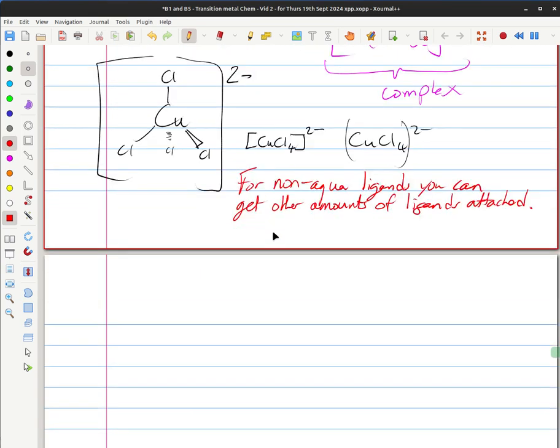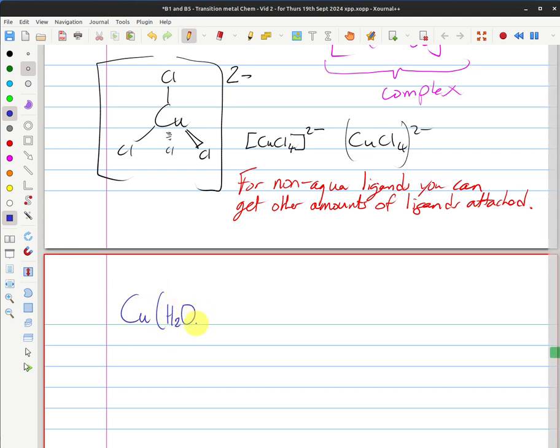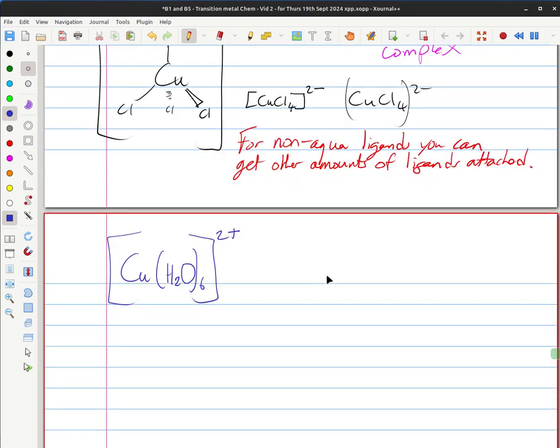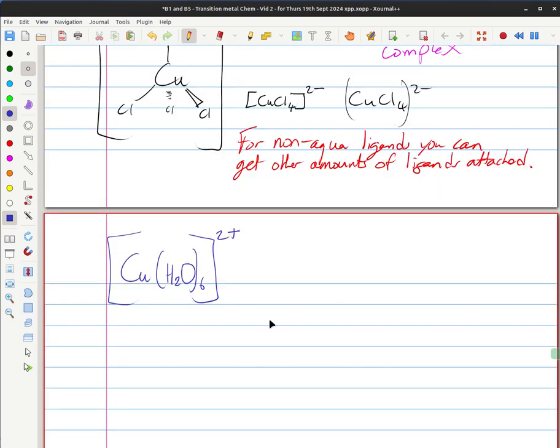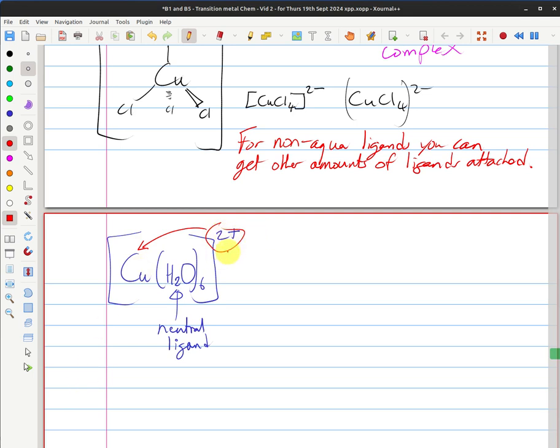Okay, so if we take, let's use the aqua copper, Cu(H2O)6, of course. And the charge on this is 2 plus. So the charge is determined by the charge on the ligand and the charge on the metal that we started with. Water is a neutral ligand. There's no overall charge on it. So this plus 2 obviously must be the charge on the copper. And also it can be used to give us the oxidation state.